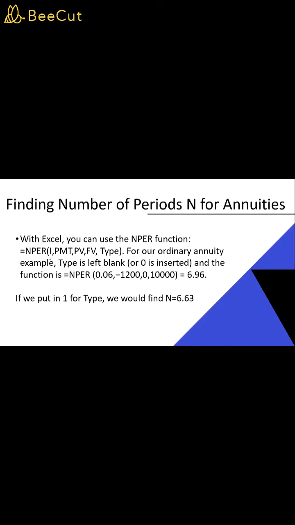function in Excel. And this is exactly how you would enter it: NPER, brackets, interest rate, payment, present value, future value, and type. You may already know that if it's an ordinary annuity, the type would be left at 0. If it is an annuity due, it would be a 1. So that is how you would calculate the number of periods for an annuity.